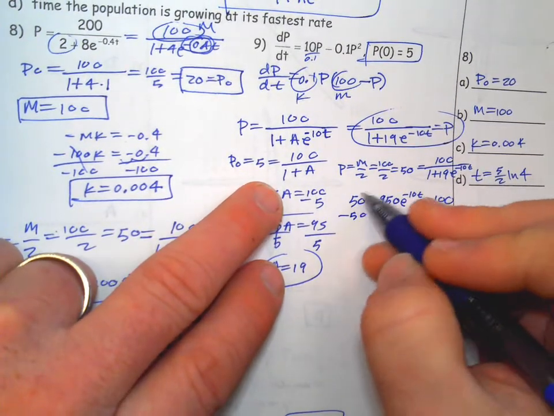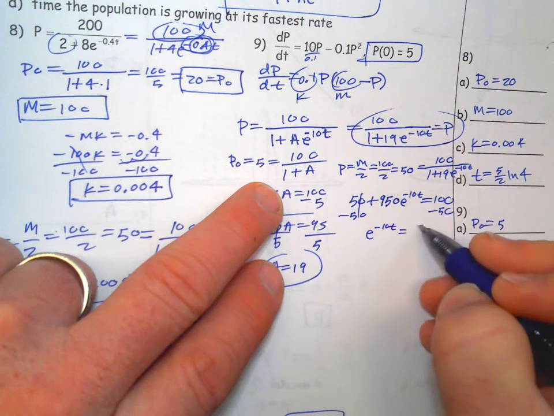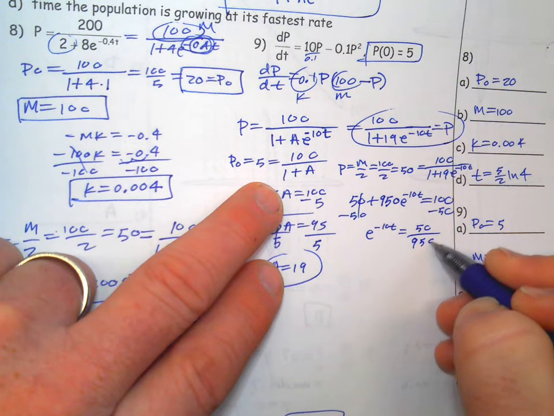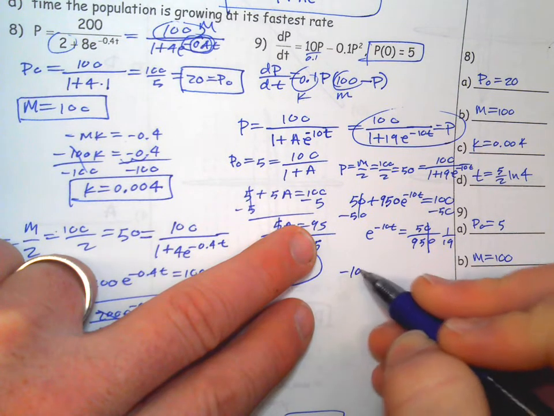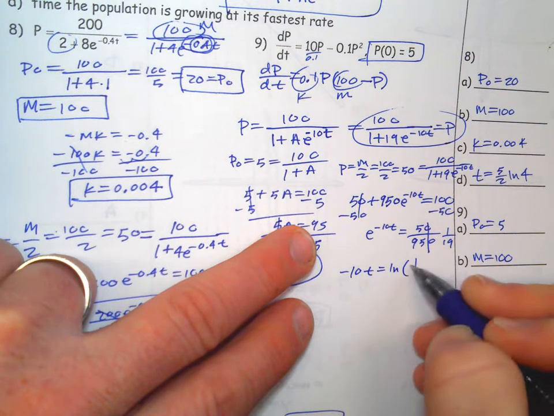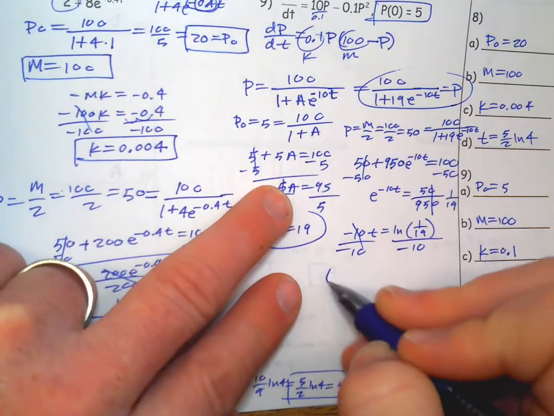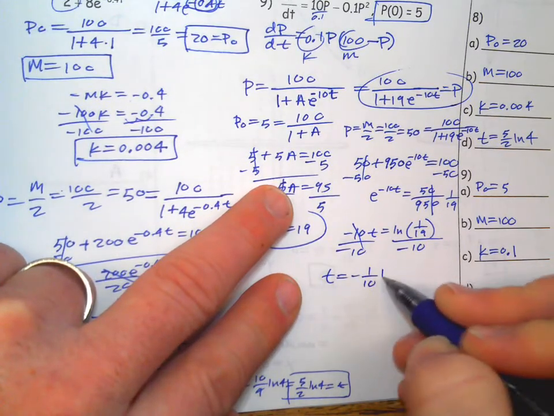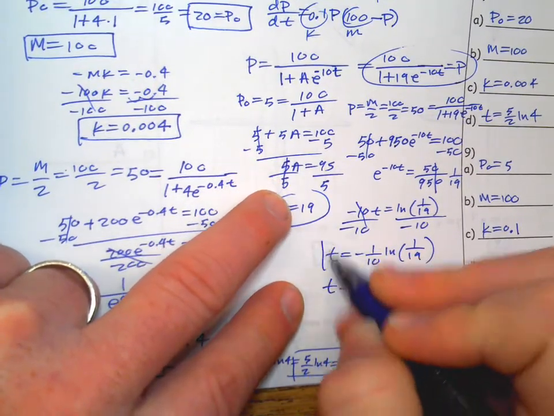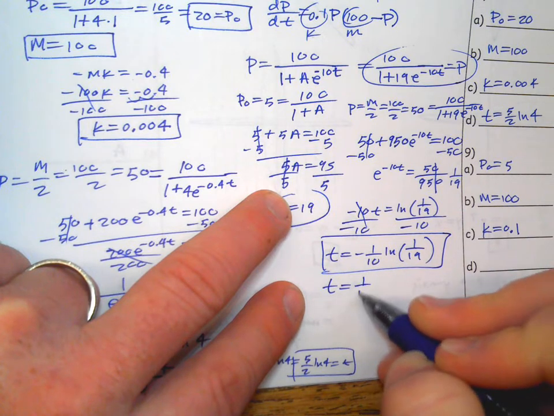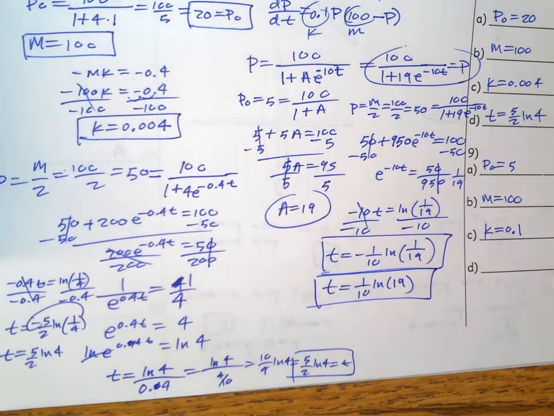Subtract 50. Divide by 950, which gives you 1 over 19. Take the natural log of both sides. Divide both sides by negative 10. So we could say t equals negative 1/10 natural log of 1/19. We could bring the negative inside and say it's 1/10 natural log of 19. It's a little cleaner, whatever.